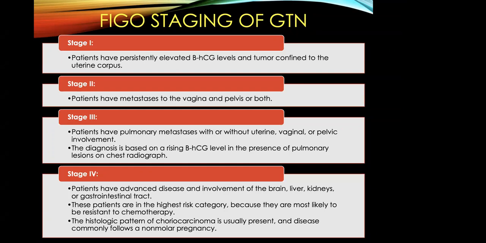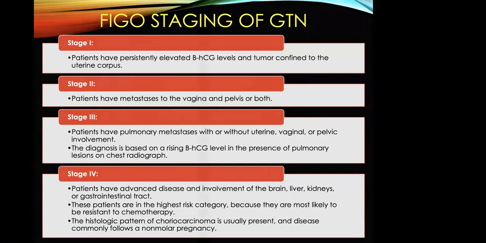The histological pattern of choriocarcinoma is usually present, and the disease commonly follows a non-molar pregnancy. So it is a very, very simple thing. I will repeat it. Stage one, persistently elevated beta-HCG, involvement of only the uterine corpus. Stage two, elevated beta-HCG, involvement of the parametrium, the vagina, the pelvis, or both. Stage three, pulmonary metastasis, with a pulmonary lesion on the chest radiograph, as I said, a cannonball appearance, and a rising beta-HCG level. And stage four, it has gone beyond the lungs into the brain, kidney, GI tract, and it could follow a non-molar pregnancy.